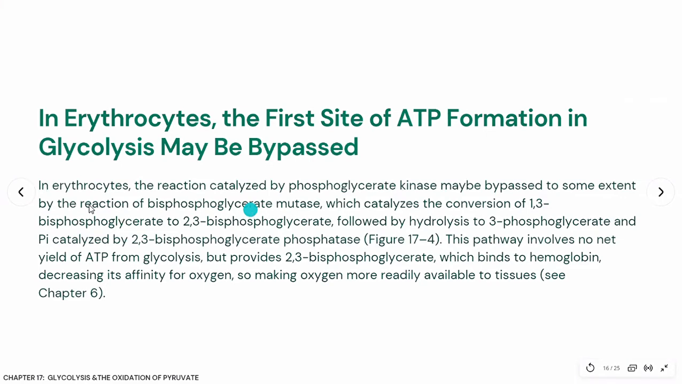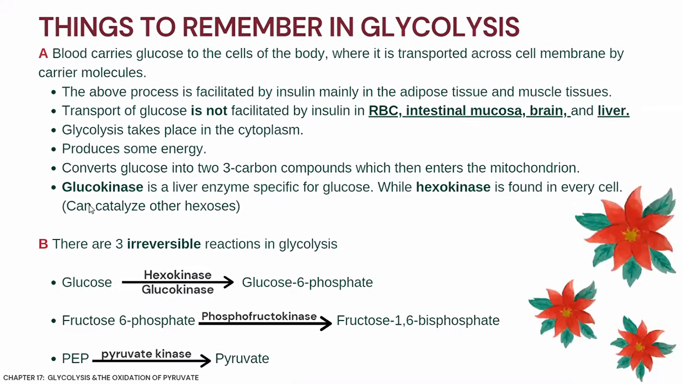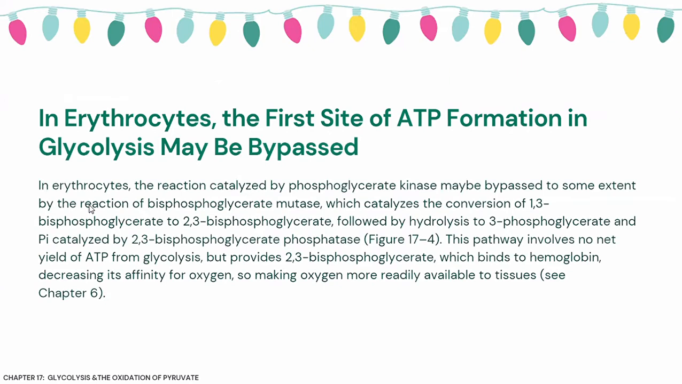All right, and erythrocytes, the first site of ATP formation in glycolysis may be bypassed. May be bypassed. Because this pathway is going to form a compound which is very, very important for hemoglobin. And that is 2,3-biphosphoglyceric acid.